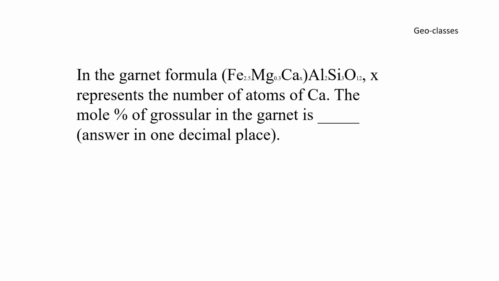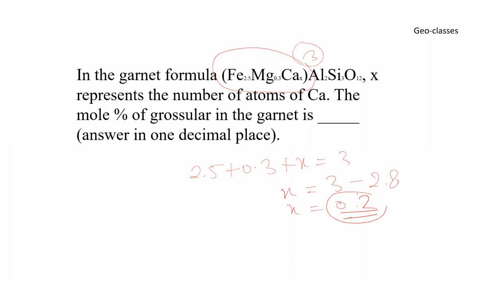And if you'll see here, in the garnet, it creates a whole of three. The sum should be 3. So in this case, 2.5 plus 0.3 plus x is equal to 3. So x equals 3 minus 2.8. So x is coming 0.2.